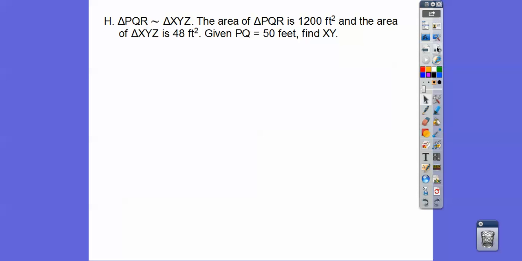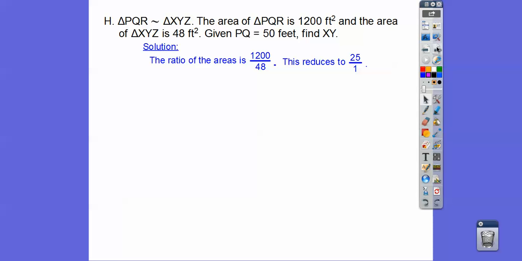All right, and then we did similar figures, you guys. So triangle PQR is similar to triangle XYZ. And the area of triangle PQR is 1,200 feet squared, and the area of XYZ is 48 feet squared. So what we're going to do is find the ratio of the areas, and then we're going to square root that. That'll get us our scale factor, okay?